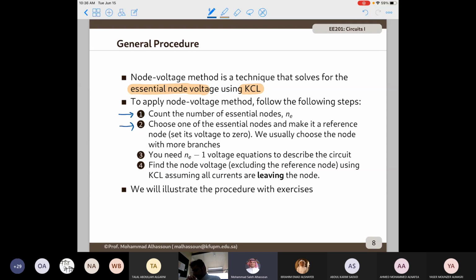Once you determine the number of equations that you need, you just apply KCL. In applying KCL, you assume all the currents are leaving the node. Before we actually start, let me go over one way of writing Ohm's law.